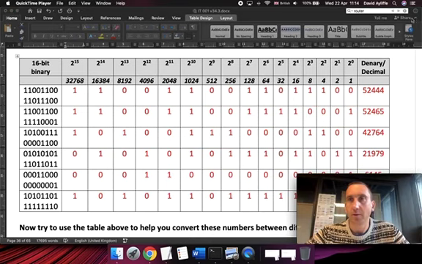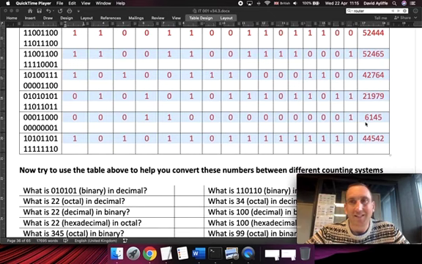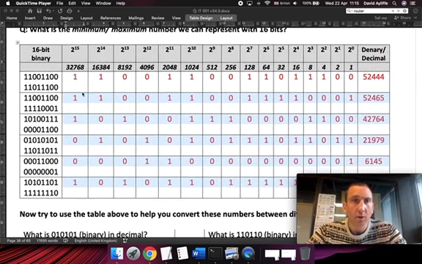And here I think are the other answers. So 52,465, 42,764, 21,979, 6,145, and 44,542. Again, nothing really groundbreaking about this. Nothing super difficult. We put the numbers in and we just methodically add them up, and then we get the decimal answers.